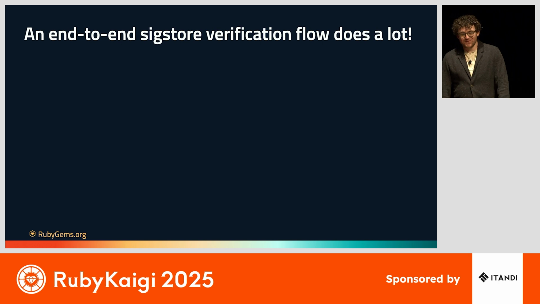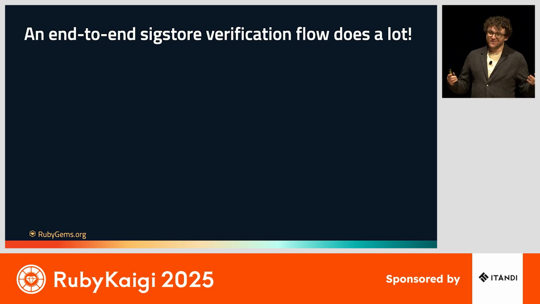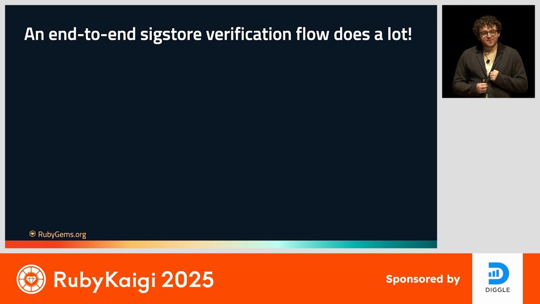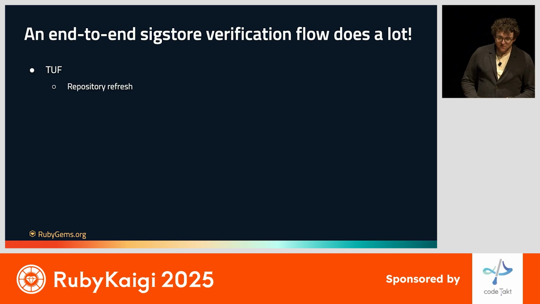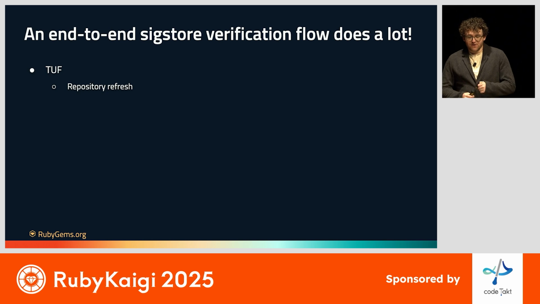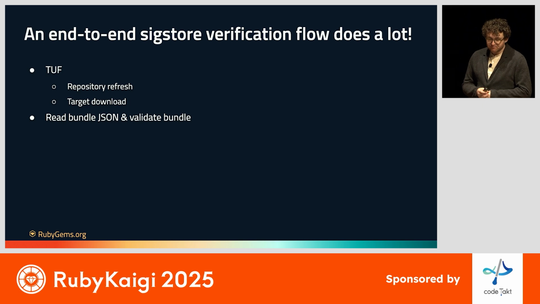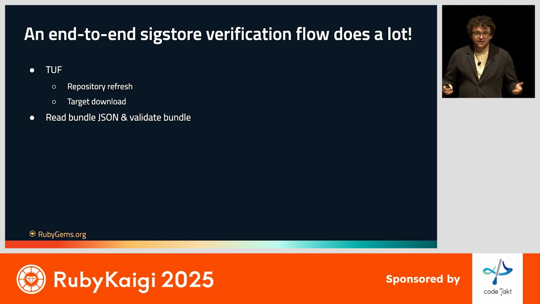And it turns out that doing an end-to-end sigstore verification flow does a lot of stuff. So I'm just going to roll through the list of all the things here, and if you're confused about any of the acronyms, well, yeah, there's just a bunch of acronym soup to learn. So sigstore deals with The Update Framework, which is a whole specification unto itself. A bunch of different functionality like refreshing TUF repositories, downloading targets. We then read a sigstore bundle JSON file and validate the bundle.